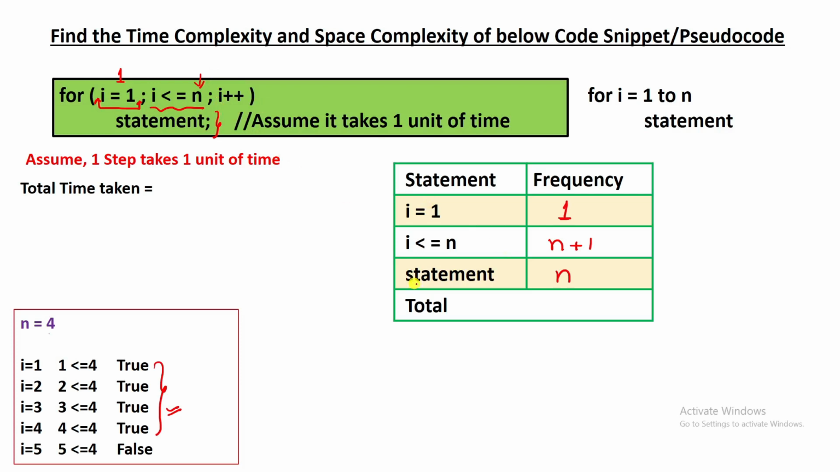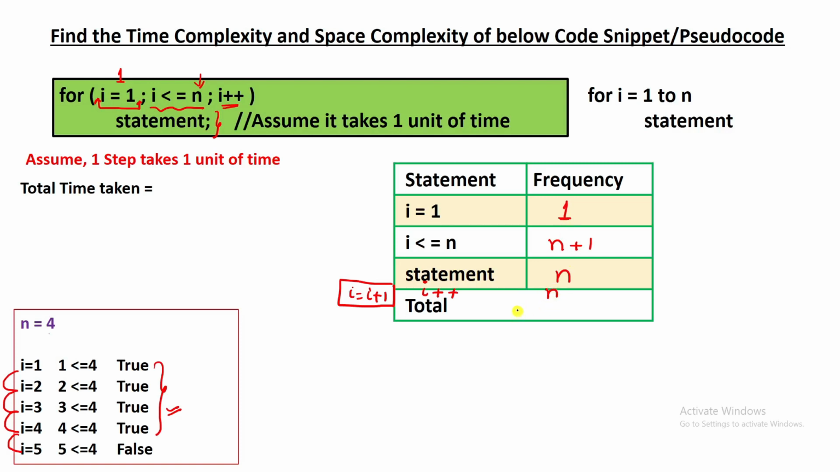Now, one last statement that I have not written here by mistake is I plus plus. This is like I equal to I plus 1, and we will consider this as one basic operation. How many times will I plus plus be executed? For n equal to 4, it is executed 4 times. Initially I was 1, then I plus plus makes it 2, then 3, then 4, and then 5. So total 4 times. For a value of n, I plus plus will be executed n times.